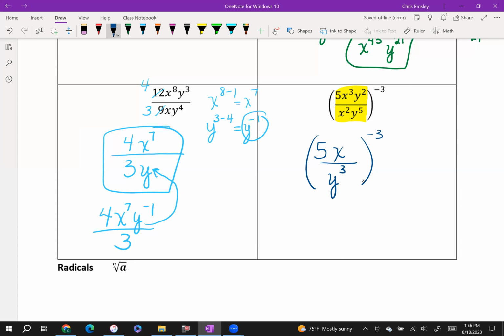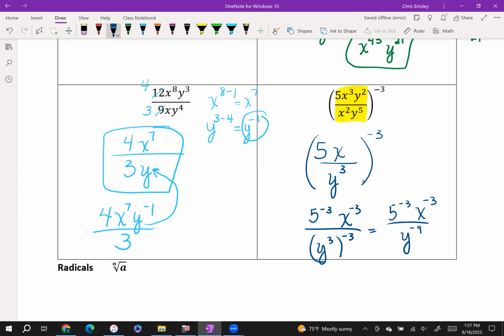Now I'm ready to apply that exponent. So I have 5 to the negative 3, x to the negative 3, and y cubed to the negative 3. Stacked exponents again on the bottom, so I'm going to multiply those. And then we have to deal with all those negatives. We can't have negative exponents in our final answer.